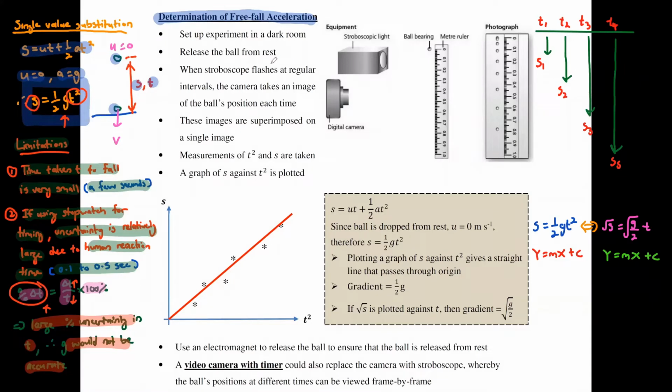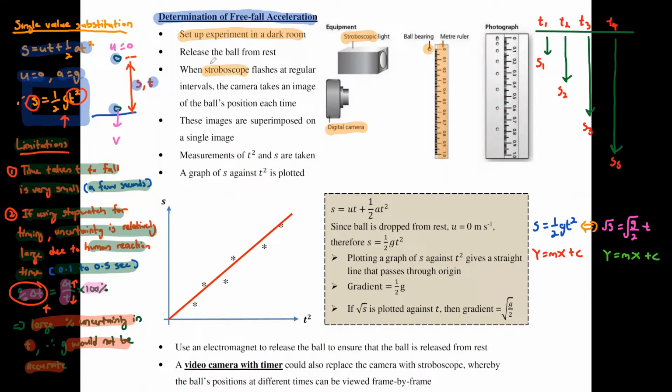In order to get a higher accuracy for the value of g, there are modifications that we can do to the experiment. Firstly, we can set up the experiment in a dark room, and then we mount a meter rule vertically either behind or right next to the falling object. We then use a digital camera connected to a stroboscope to capture images of the falling object.